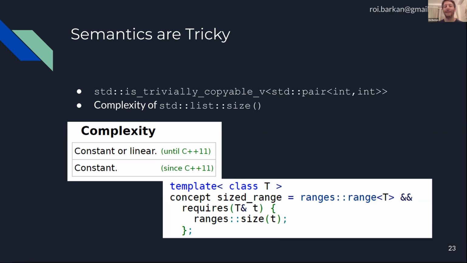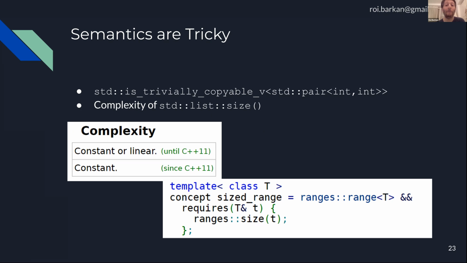A sized range is any object that is a range and also has a size method, or basically you can call ranges::size on it. That's the syntactic requirement for the sized range concept. Okay, what are the semantics of it? The semantics actually call for sized range to be constant time.